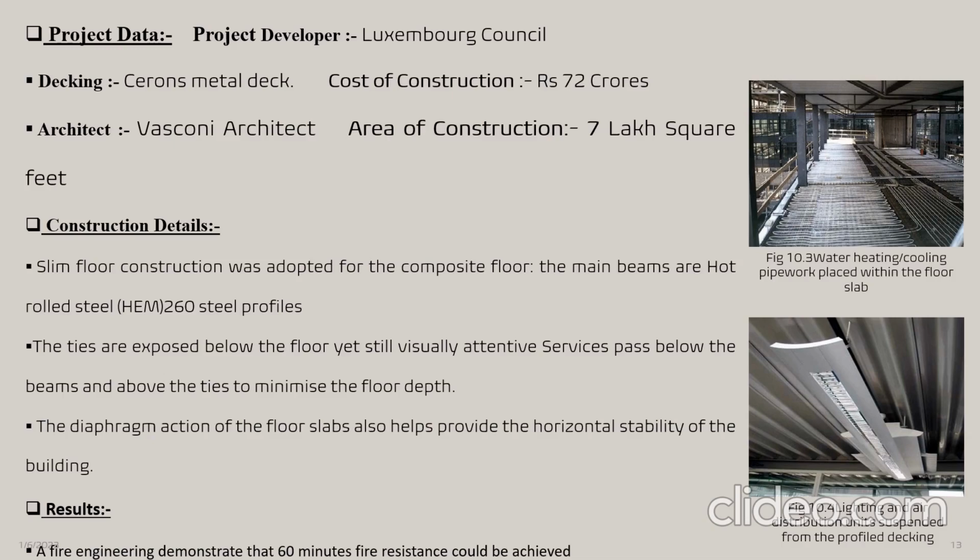What are the outcomes of this project? A fire engineering study demonstrated that 60 minute fire resistance could be achieved. The design load was 4.5 kN per square meter and the self weight of the construction was 4.6 kN per square meter. The slim floor beams are partially protected by the concrete slab. Water heating and cooling pipelines are placed within the floor slab, and lighting and air distribution units are suspended from the profile decking.